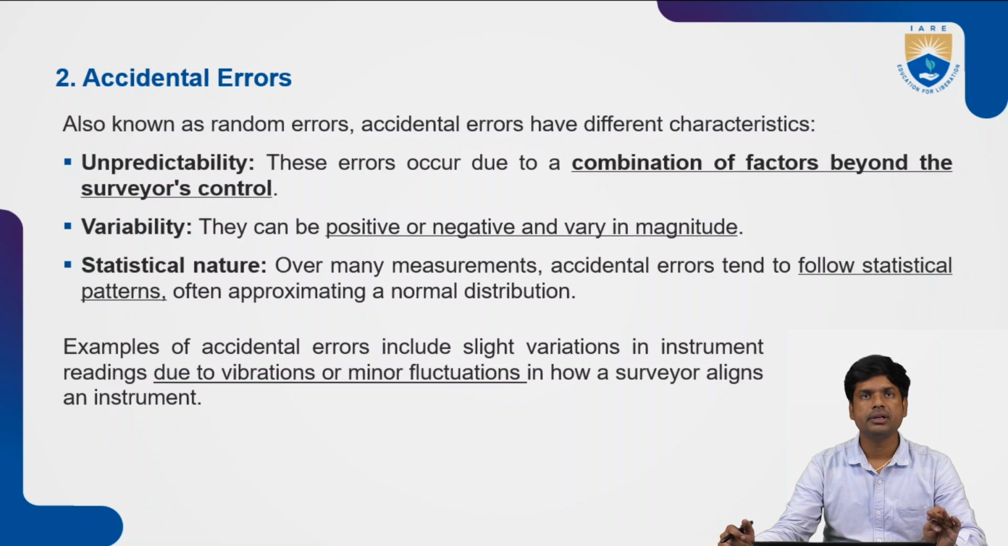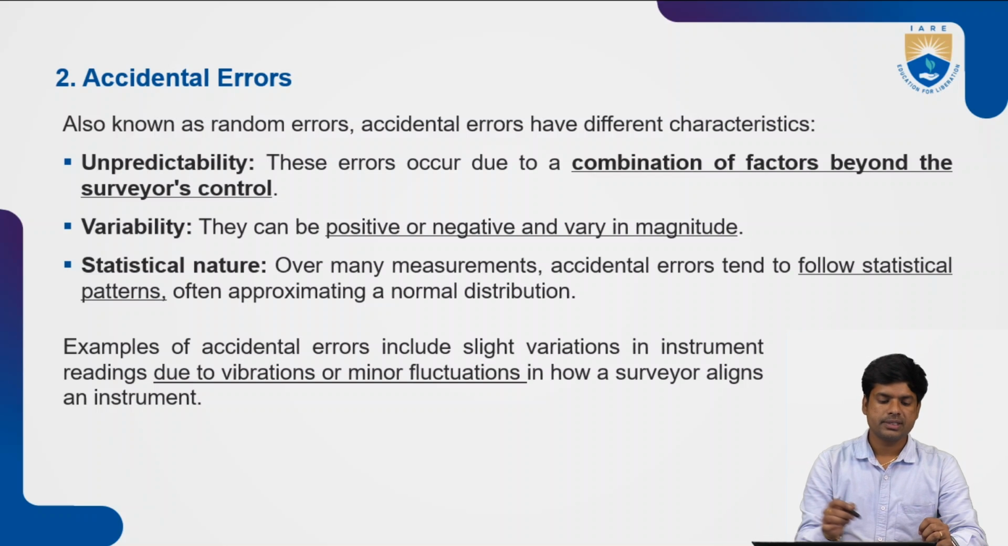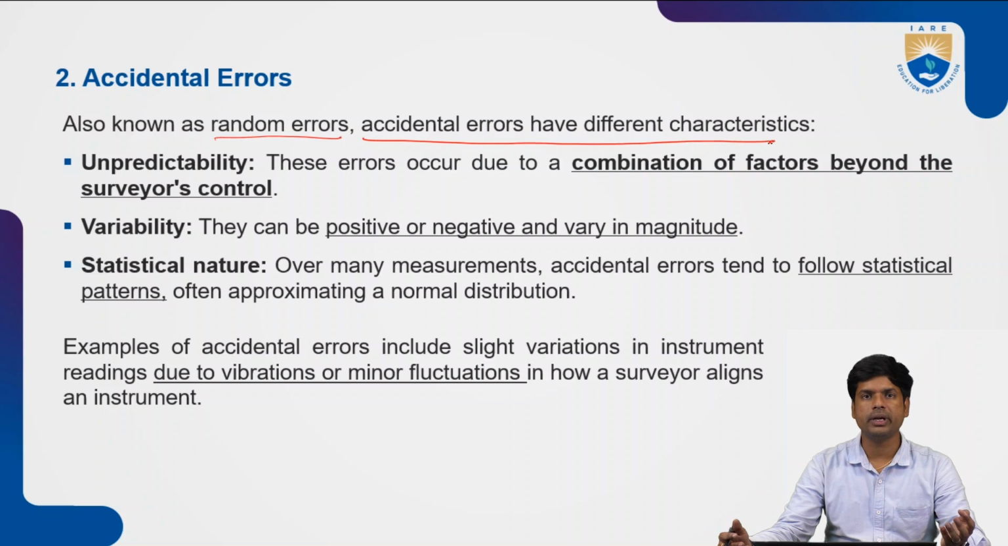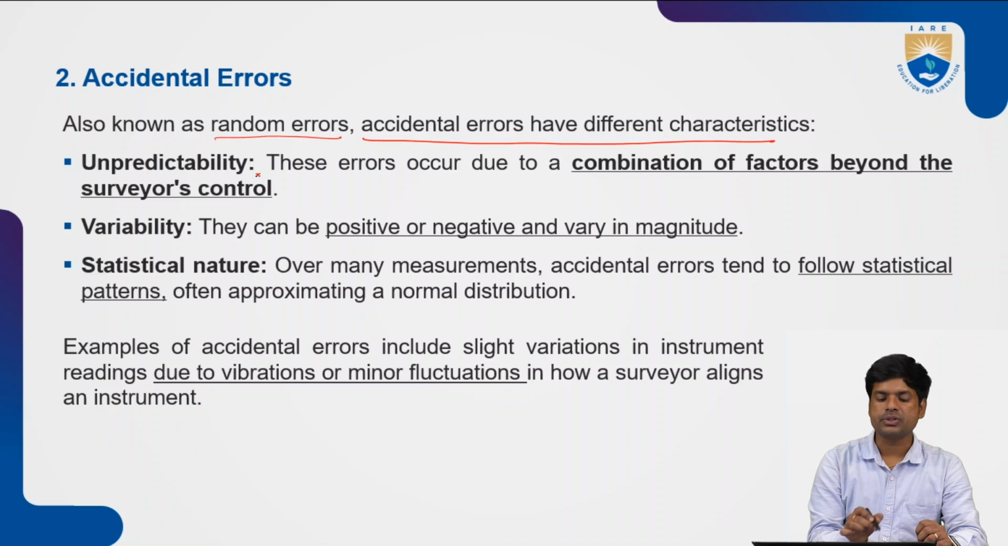Next type of errors are accidental errors. They are also known as random errors. Accidental errors have different characteristics, so why and how are we going to get them? See, unpredictability. These errors occur due to a combination of factors beyond the surveyor's control.